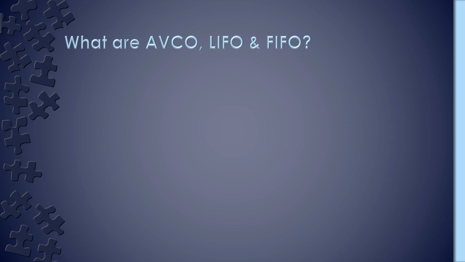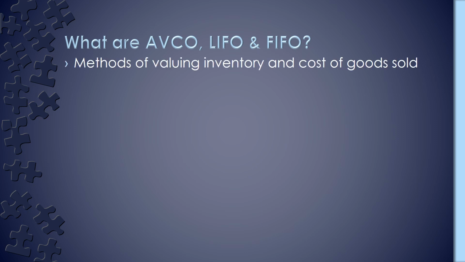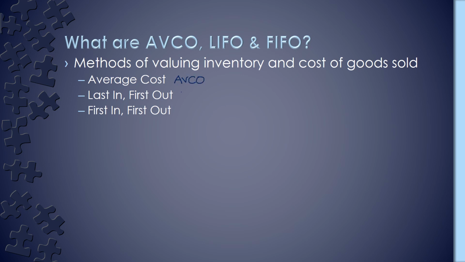Okay, so what are AVCO, LIFO and FIFO? They are essentially methods of valuing inventory and cost of goods sold. It's average cost, last in, first out, and first in, first out. So you've got AVCO, LIFO, and FIFO.